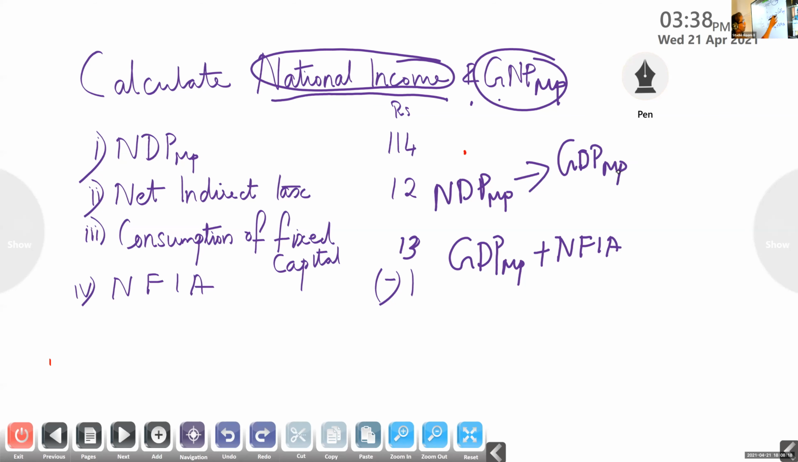What is the difference you find between these? In your question, they have given you NDP MP. This is 114. You see the formula. Something has to be reduced from this. What is that? Consumption of fixed capital, that means depreciation. So, to get this NDP MP, we have reduced depreciation. So, to get GDP MP, what should you do?